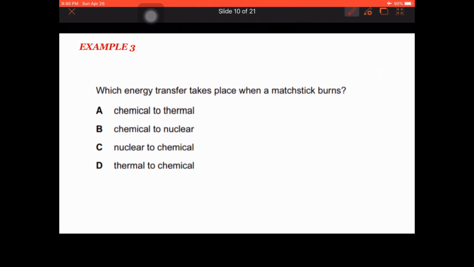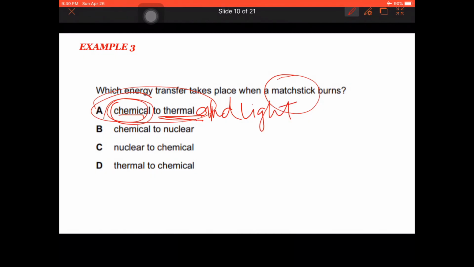Question number 3 is a multiple choice question. Which energy transfer takes place when a matchstick burns? So this is quite easy. The answer will be chemical to thermal, because a matchstick has a store of chemical energy in it, and then if we rub it against the rough side of the matchbox, we'll have thermal energy. If an option also says chemical to thermal and light, then that's also a correct answer, because it also produces light energy.